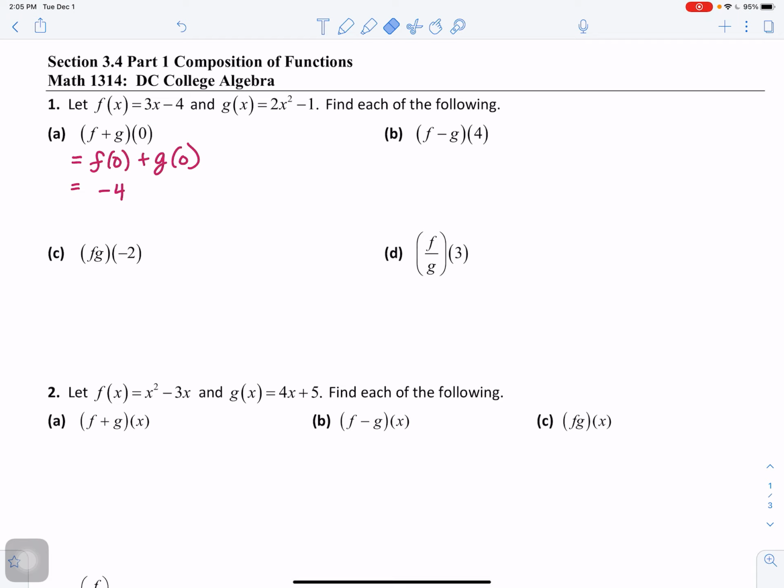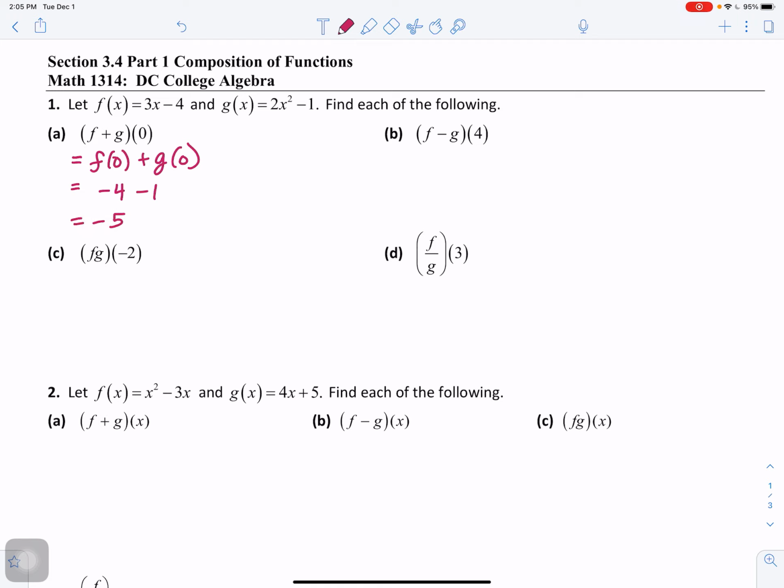Now let's go to g of 0. G of 0 is 2 times 0 minus 1. So that's just equal to a negative 1. So f plus g of 0 is equal to negative 5.